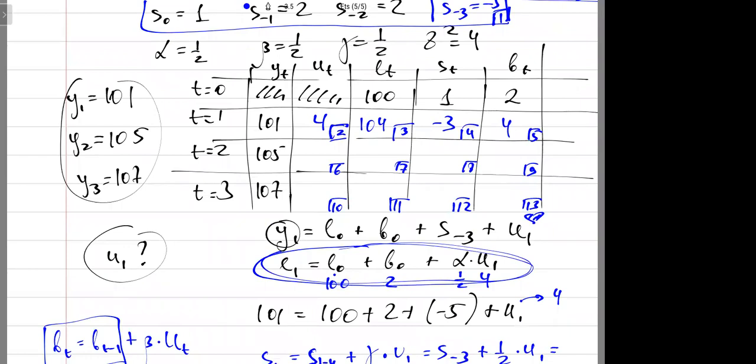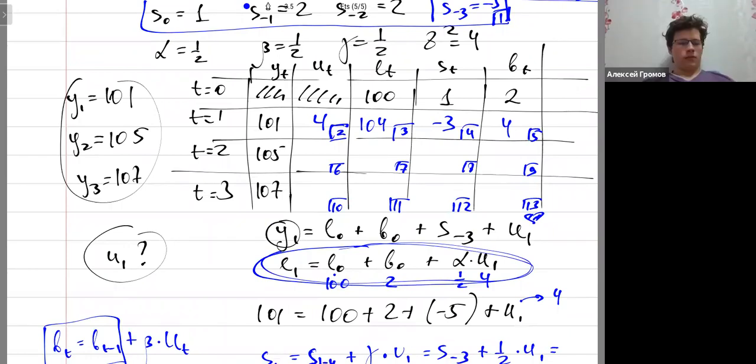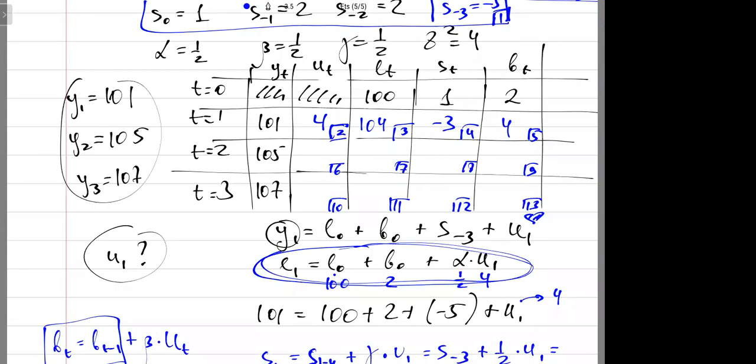Okay, step 2: when we have the 9 parameters, how we can decompose yt into components is clear, yeah?